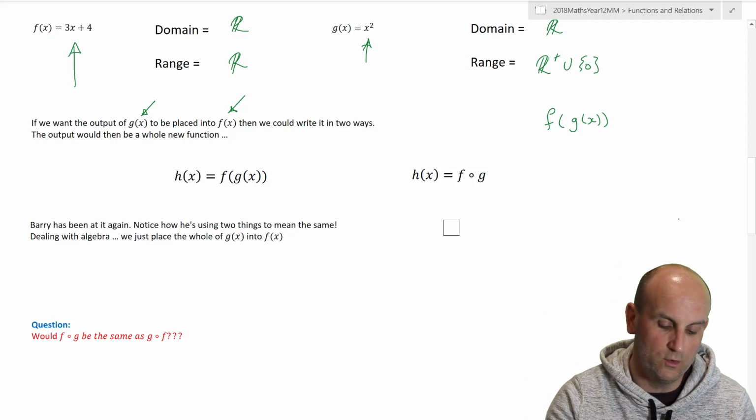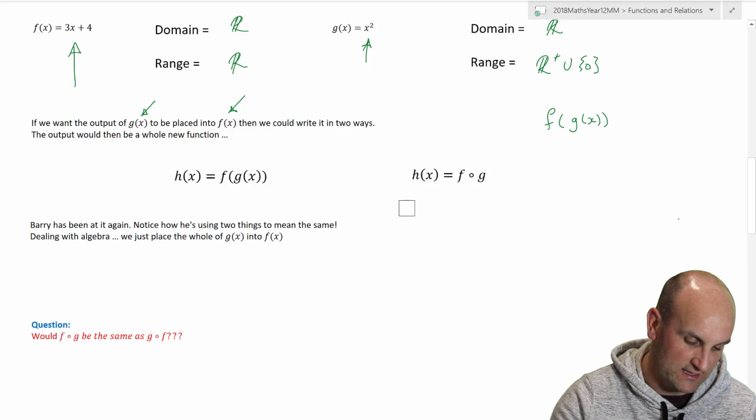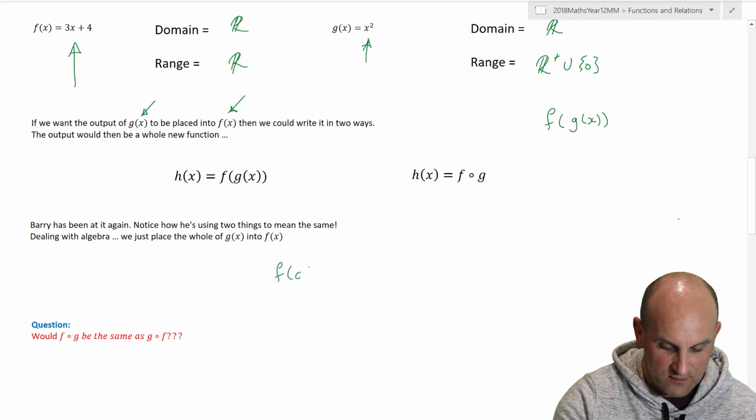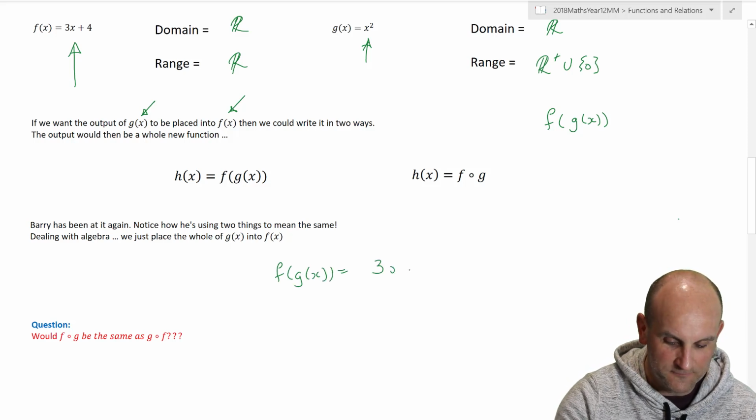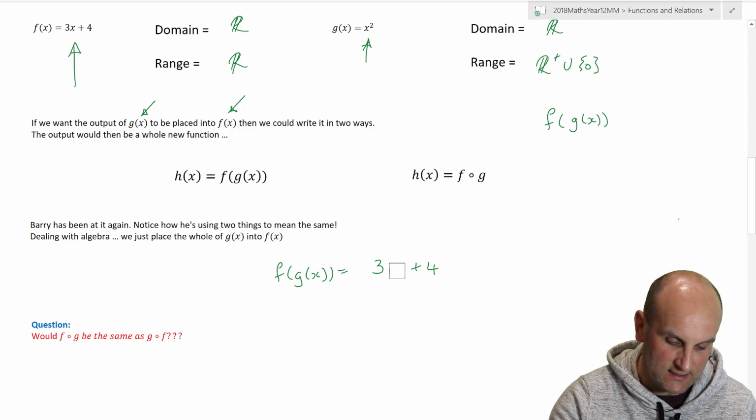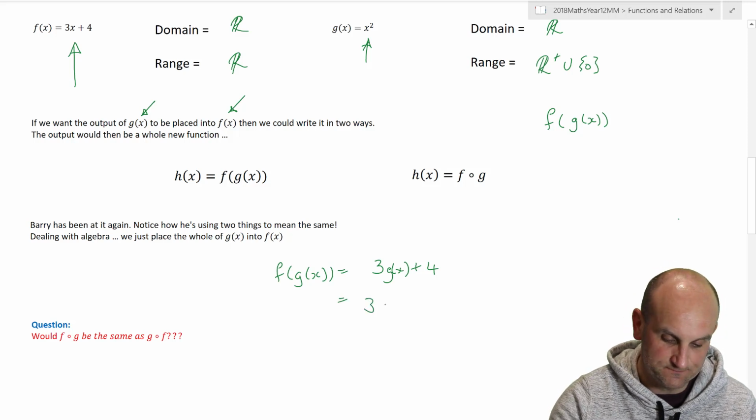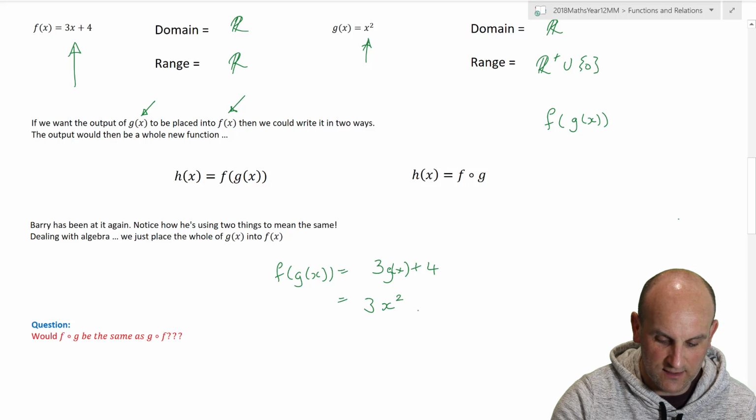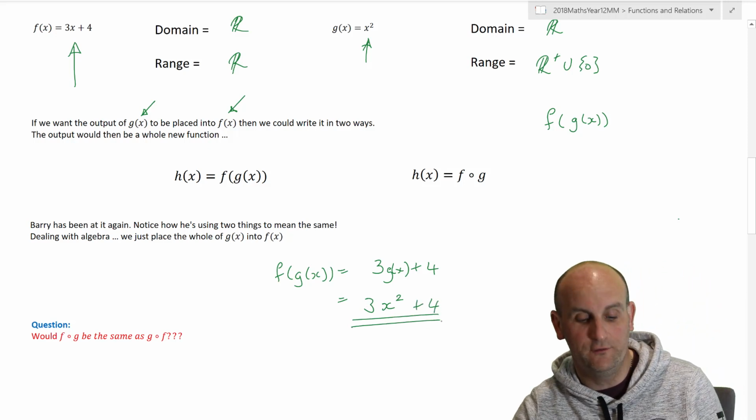So let's see, what would h of x be if that were the case? Actually, let's do it with the algebra here. If we had f of g of x, my f of x was 3x plus 4. I'm taking that x now and making it g of x. And so that says do 3 times my g of x, which is x squared plus 4. And there we go. That is the composite of those two functions.